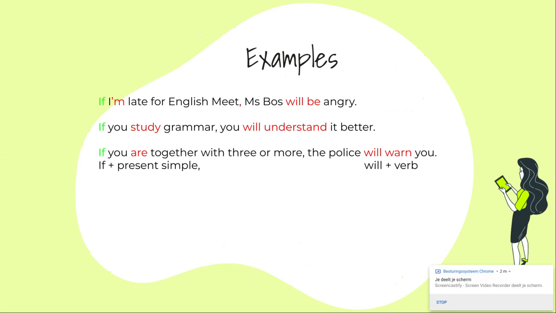And remember, the meaning for if is als. Als je met meer dan 3 mensen bent, zal de politie je waarschuwen. That is what it should be in Dutch, but we all say, als je met meer dan 3 bent, dan waarschuwt de politie je. So it's a little bit different from Dutch.